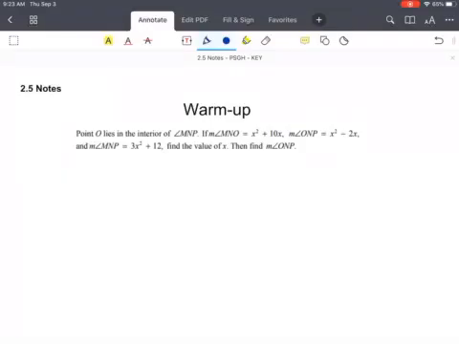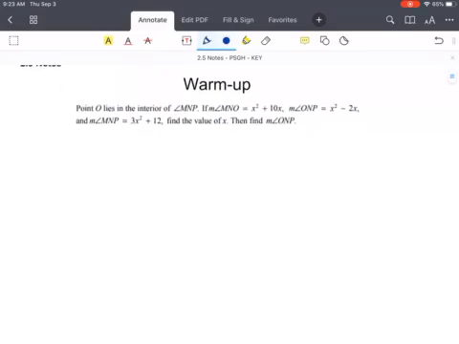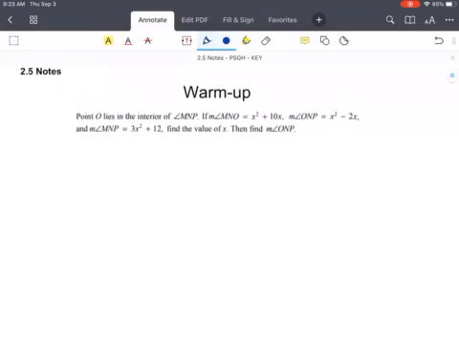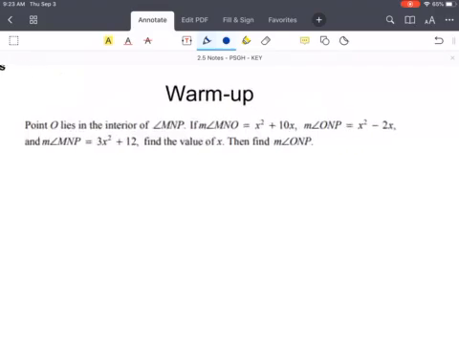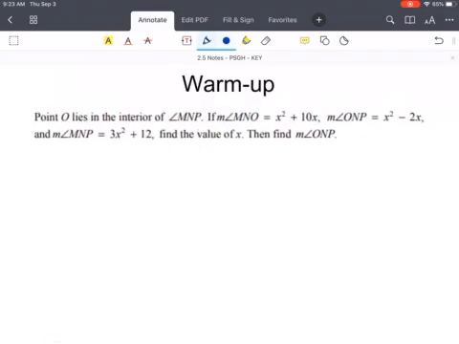Today we're going to start talking about proofs, looking at some of the reasoning that we've talked about before, and look how to write them into proofs. We're going to talk about a couple different types of proofs, but today specifically we're going to talk about two-column proofs. To start, I would like you guys to go ahead and attempt this warm-up on your own. So draw it and try to solve this warm-up.